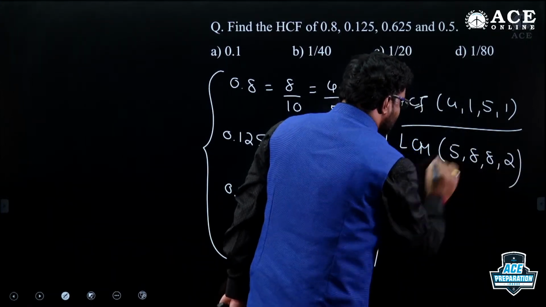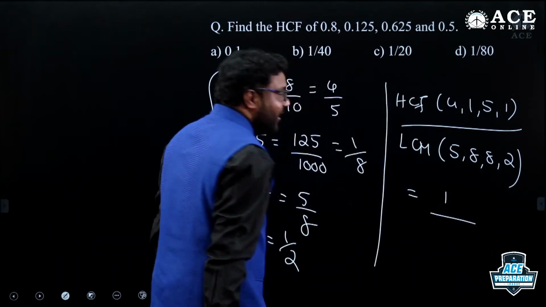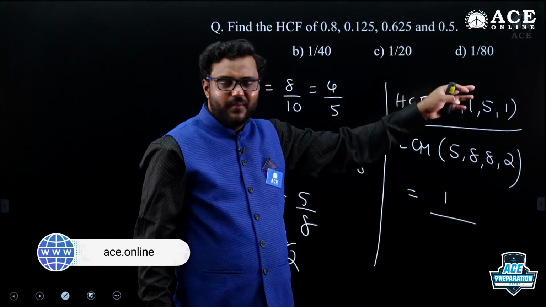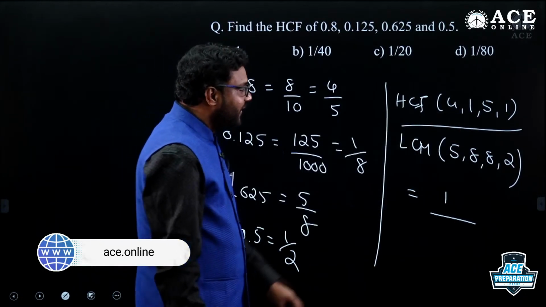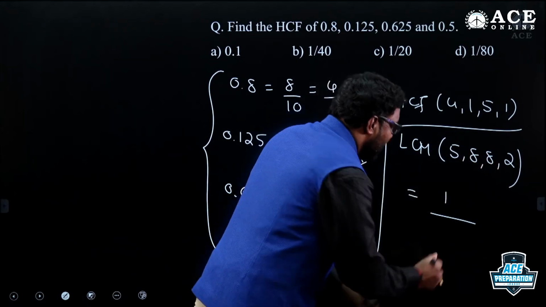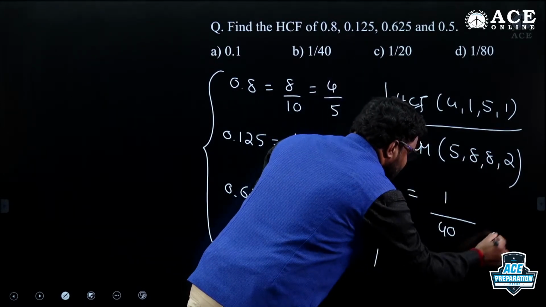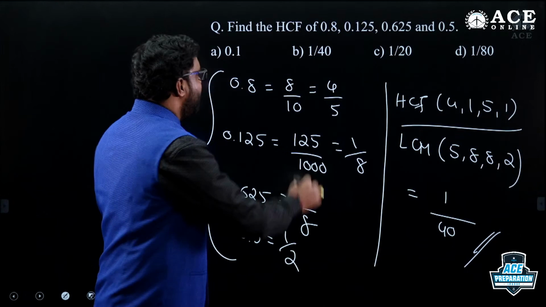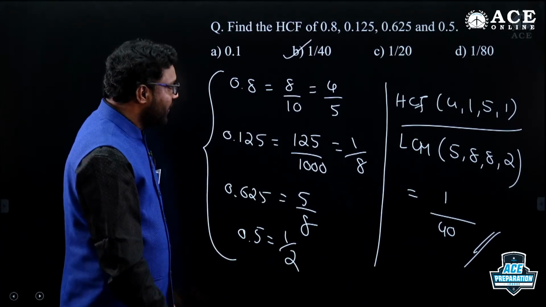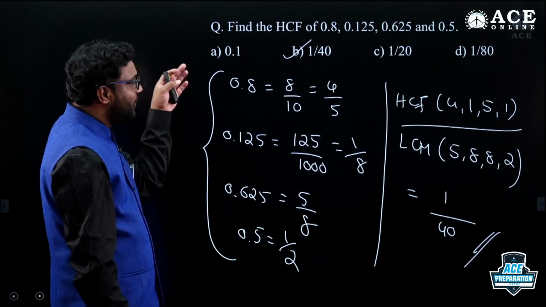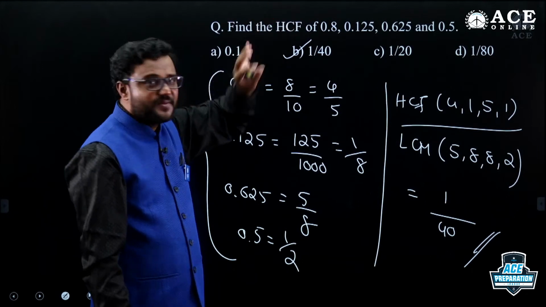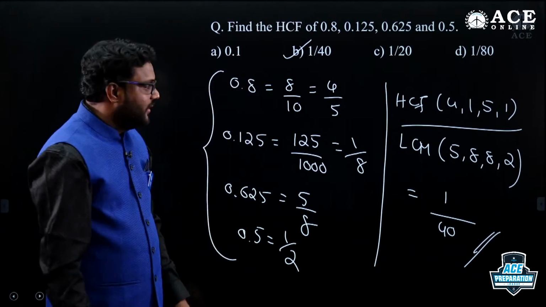See, when 1 is there, HCF is 1 only. When 1 is involved in the values, okay, HCF is 1, we cannot go beyond that. Whereas 5 and 8, or 2 I can ignore, okay, as 8 is available. For 5 and 8, LCM is 40. 1 divided by 40, my dear friends, option B. This is how you should apply HCF for the decimals, my dear friends. Clear? Okay.